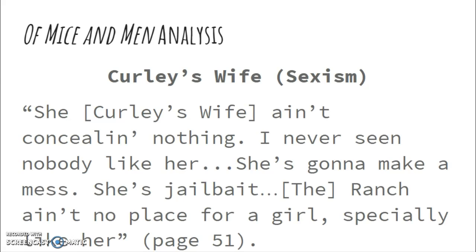She is also, by her very name, Curly's property. She belongs to Curly, and her only identity is as his wife. And at various times, Curly's wife is referred to as a Lulu, tart, rat trap, and, as in this quote, jailbait. Any power she has is due to her looks and sexuality. But even in this, Steinbeck turns this against Curly's wife, as there's an implication that she is sexually promiscuous, and because of this, she loses any power from that.